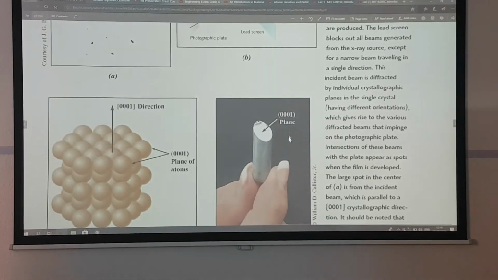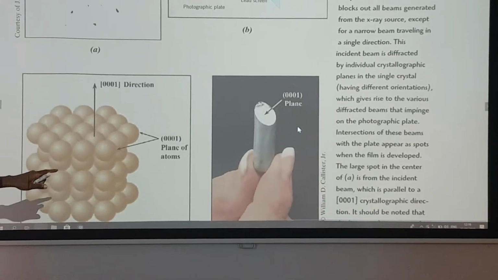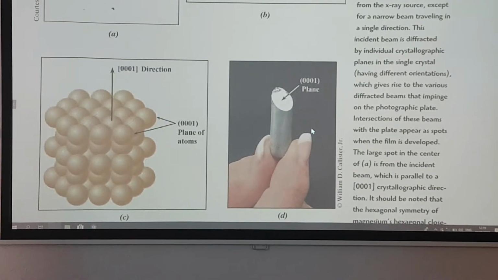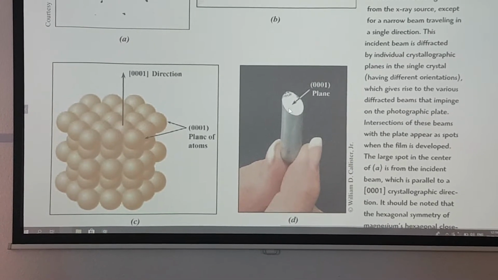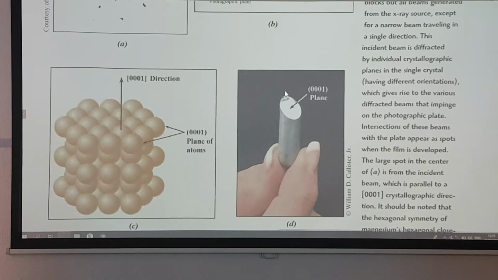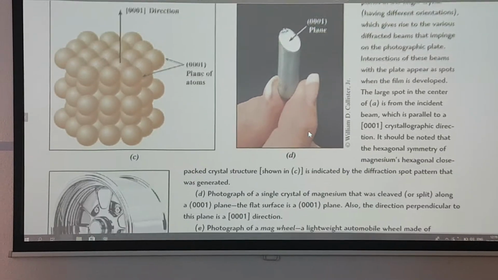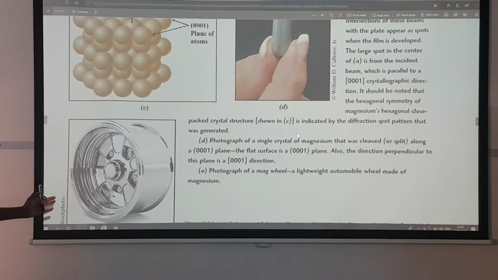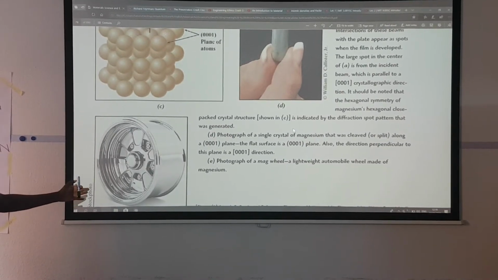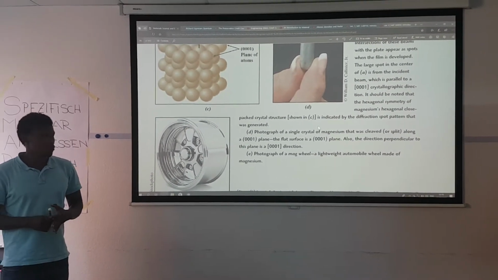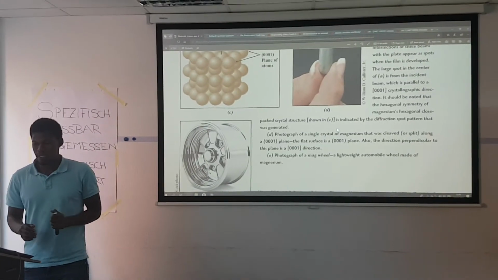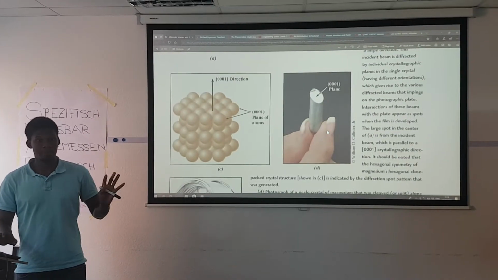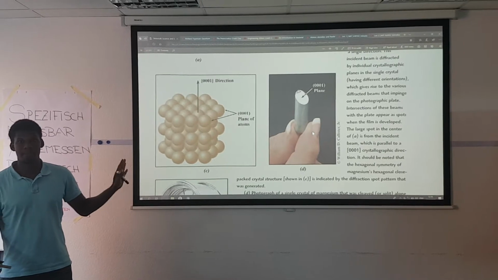So this is a magnesium. Magnesium is brittle, so that means we can break the magnesium along this 001 plane here, and this one is the 001 direction. Here is a typical example of a material that we can use to make a magnesium. This is a lightweight automobile wheel made of magnesium. Briefly, that's what we talked about in my previous video.